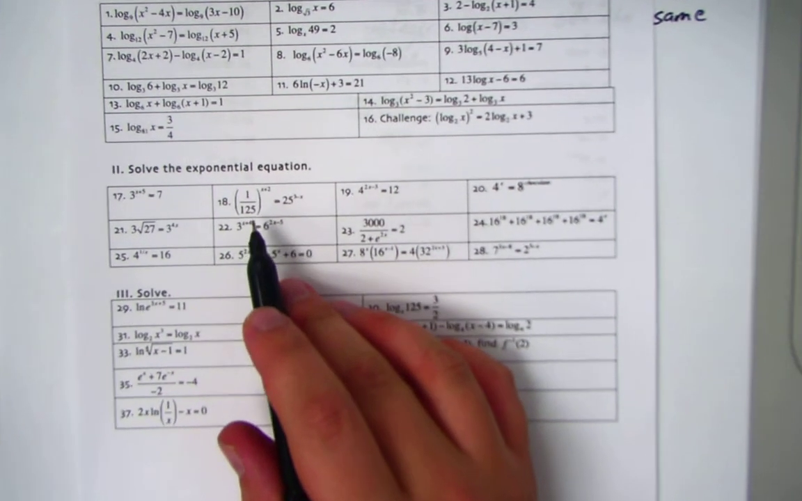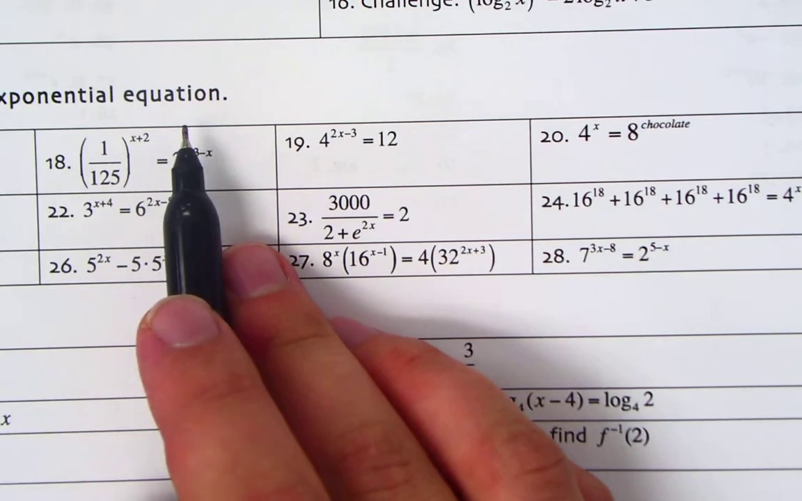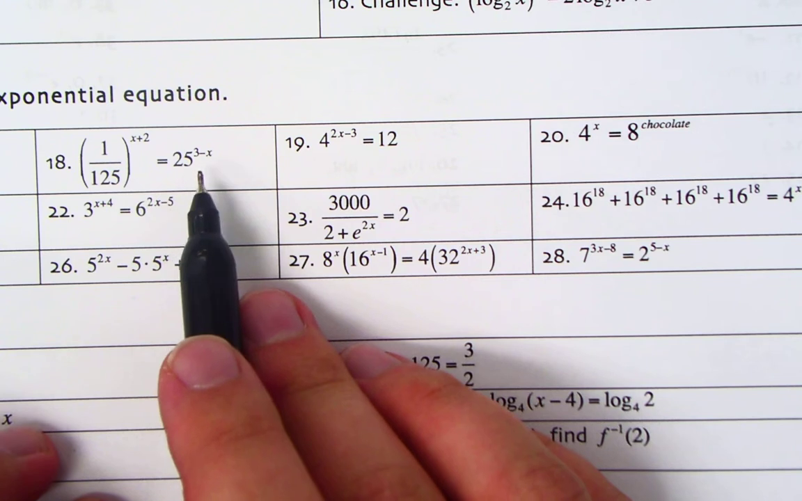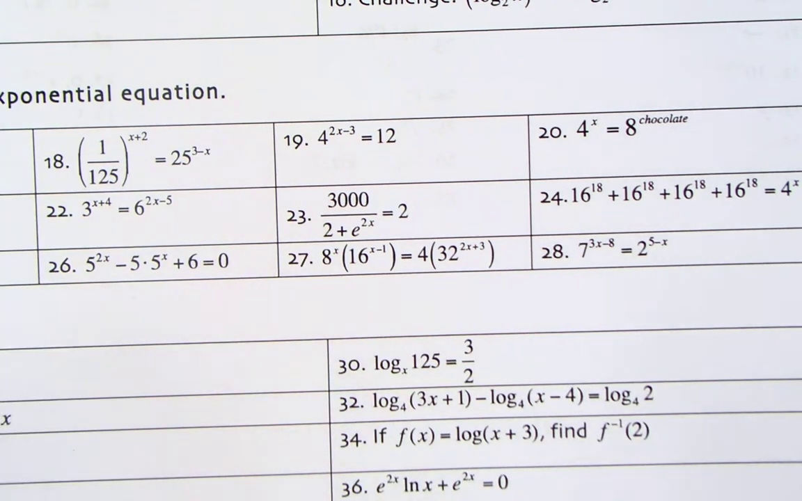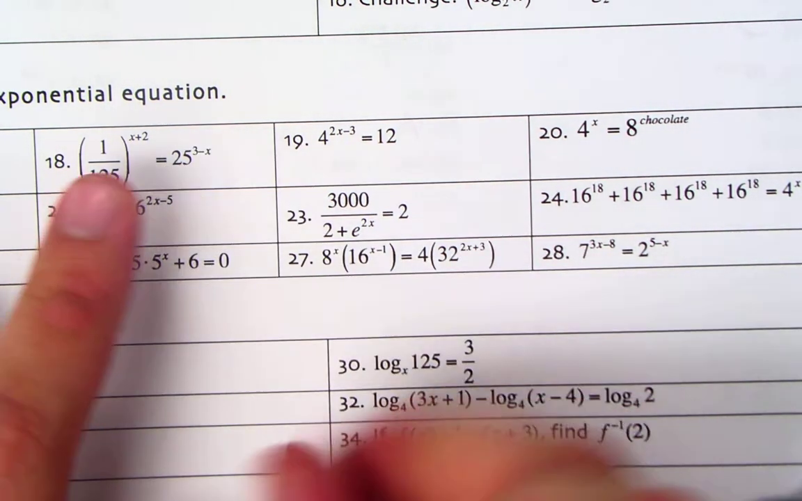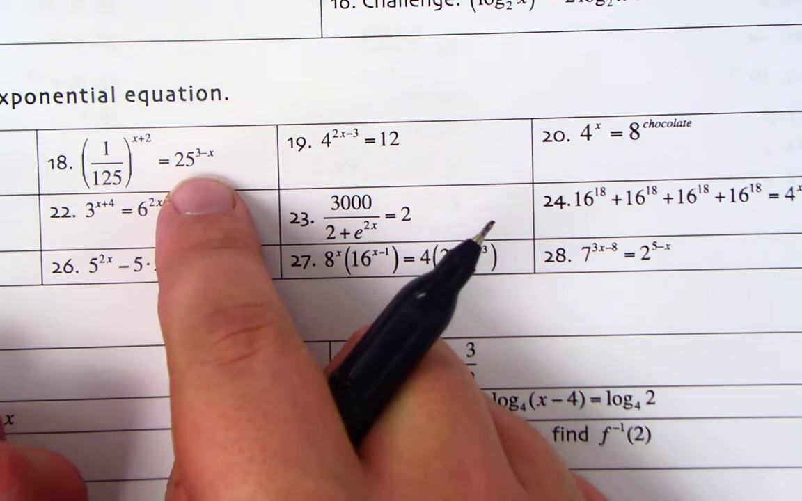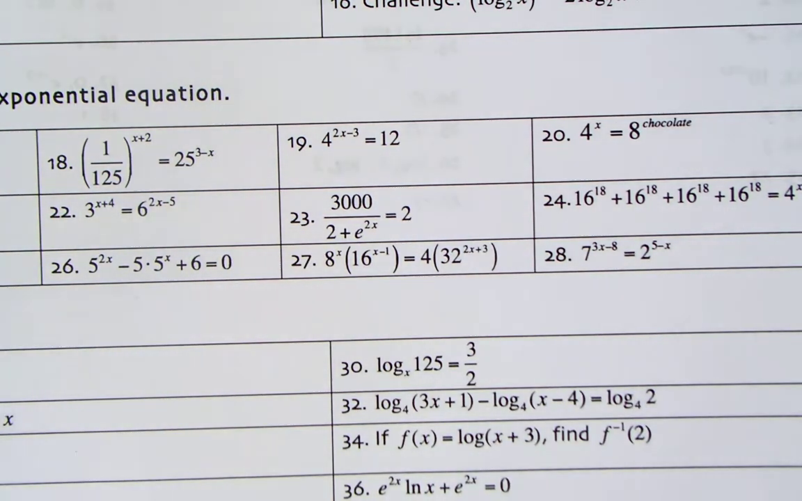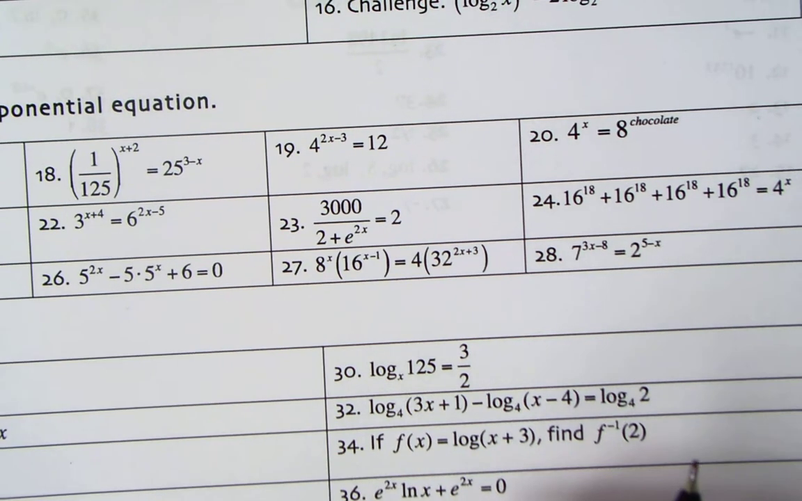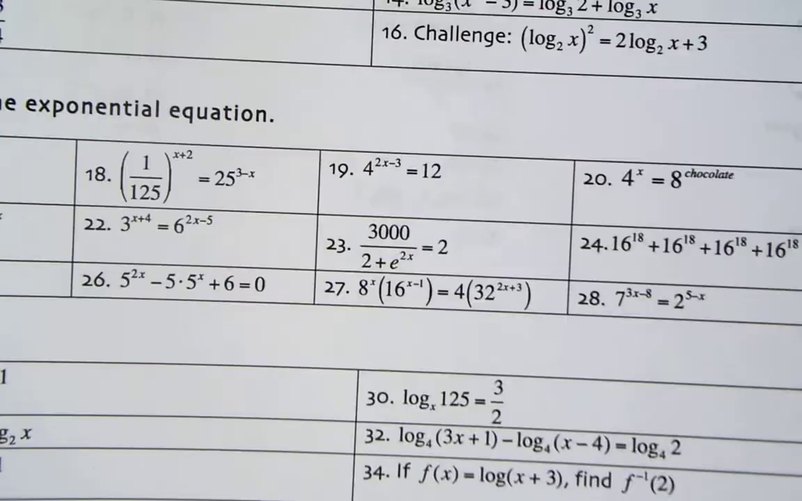Number 18 from the homework was 1 over 125 to the x plus 2 equals 25 to the 3 minus x. This is that type of problem because these are both powers of 5. 1 over 125 is 5 to the negative 3. 25 is 5 to the 2. I could write both of them as 5 to the something. So that's what I do. That's how I solve it.